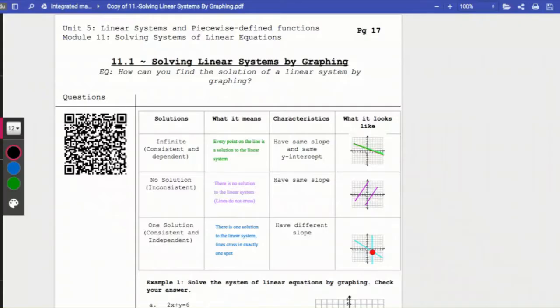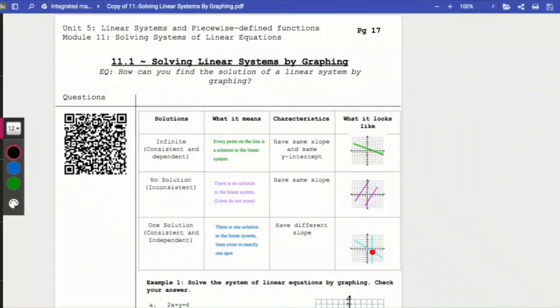Okay, so this is where we're getting to some really algebraical stuff. Today's lesson is going to be solving linear systems by graphing, which we have done before using the Desmos calculator, which technically you can still use, but it's cheating. So I want you guys to get good at graphing by hand. Essential question: how can you find the solution of a linear system by graphing?